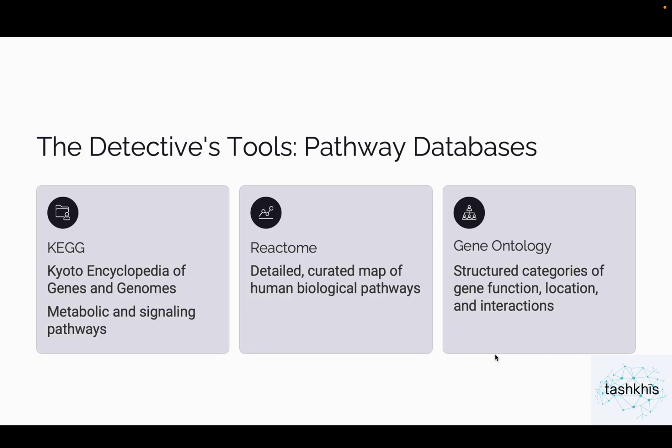To do this detective work, you need a map of all the possible hangouts. Scientists rely on databases that list known pathways such as the Kyoto Encyclopedia of Genes and Genomes, which maps pathways like metabolic cycles and signaling cascades. Reactome is a curated, detailed map of human biological pathways, and Gene Ontology is not exactly pathways, but structured categories of what genes do, where they act, and how they interact.